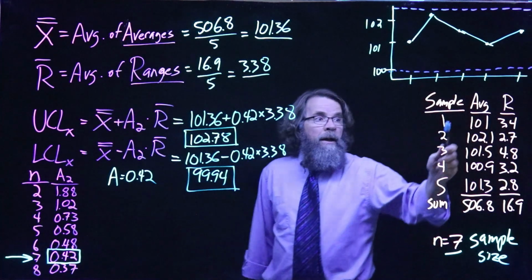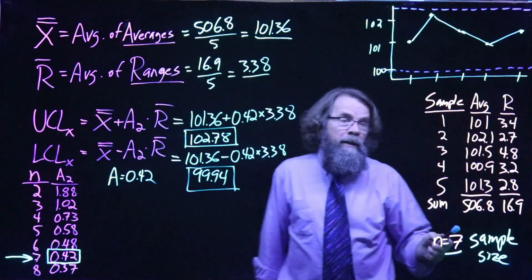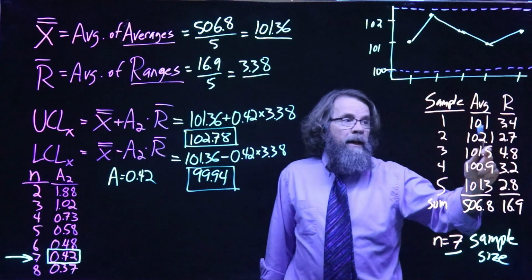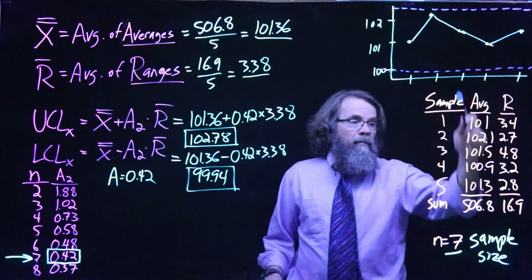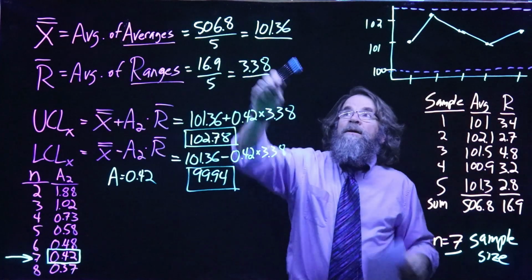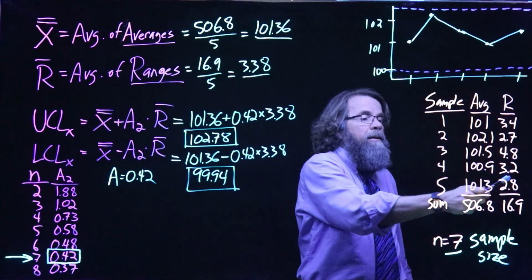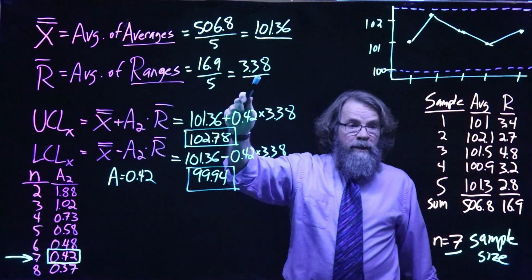So to summarize, every day we collected data. In this case, our data sample size was 7. And so we have the average of each period. We averaged those to get X double bar. And then we calculated a range each day. To get the R bar value, we took the average of the ranges.